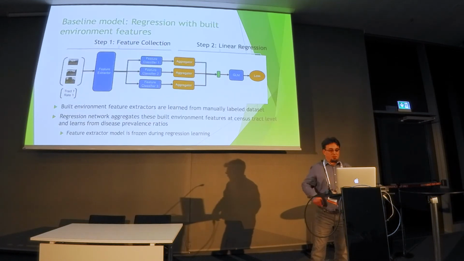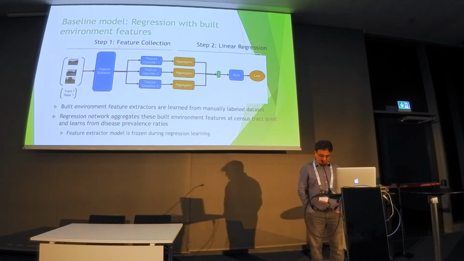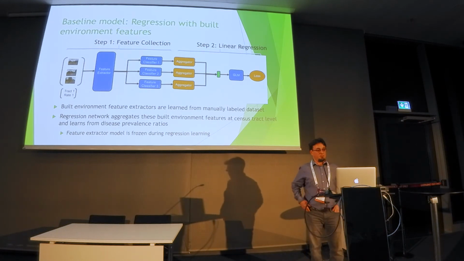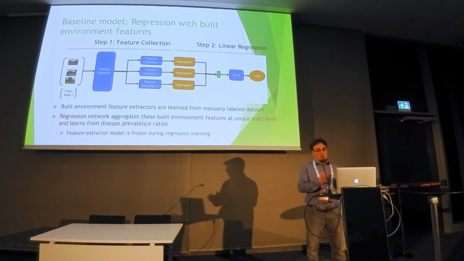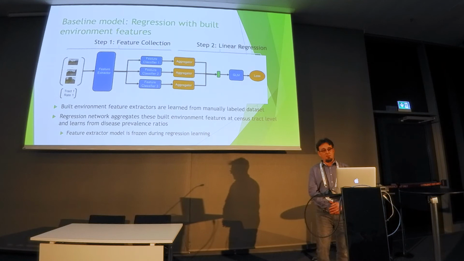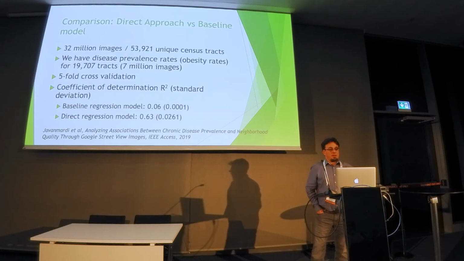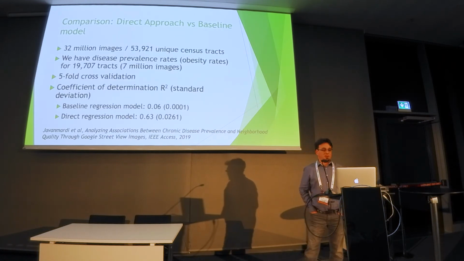As a baseline to see how this would compare to if we had done the regression from the built environment features we predict, we compared to this model where we trained the model for extracting the built environment features as I already described. Then we freeze that part of the model and train a simple linear regression using those as input features for the disease prevalence rates. Okay, so we have disease prevalence rates for about 19,700 tracts corresponding to 7 million images.